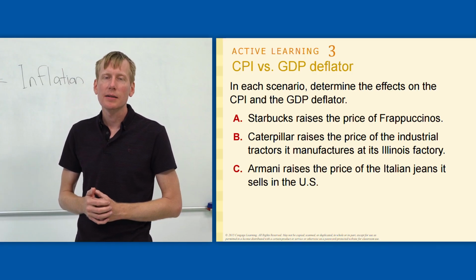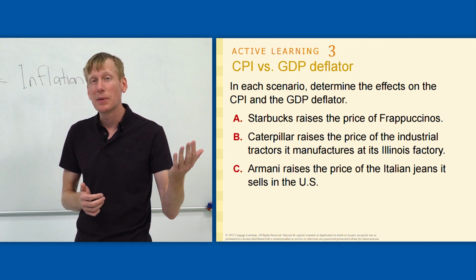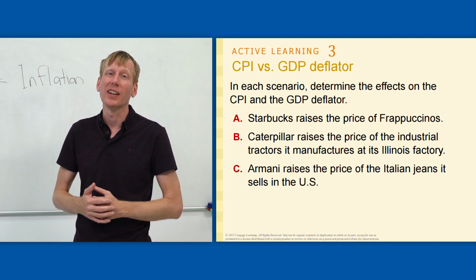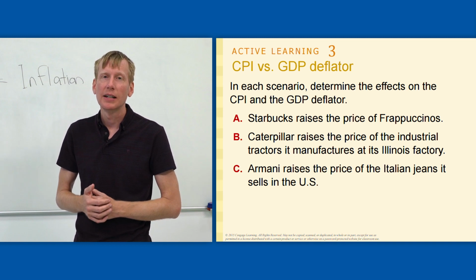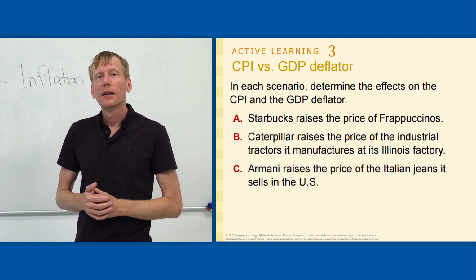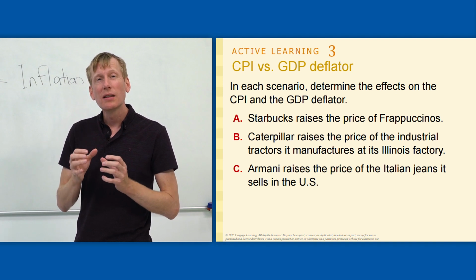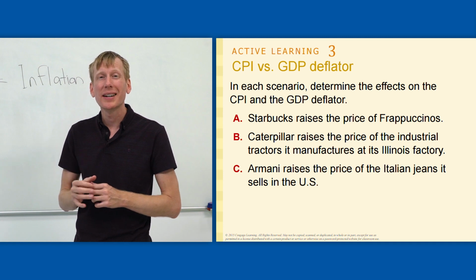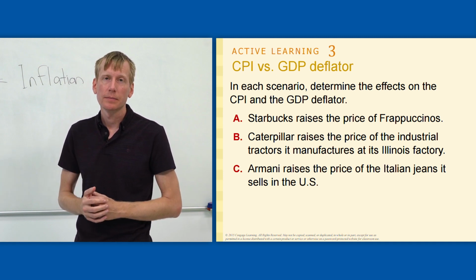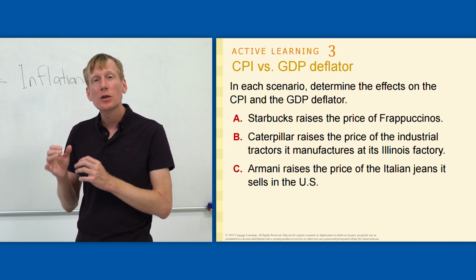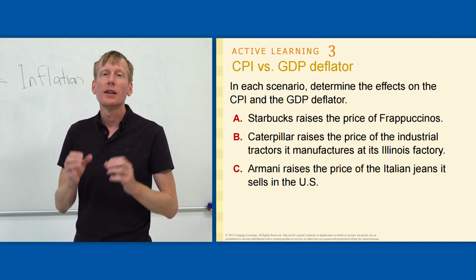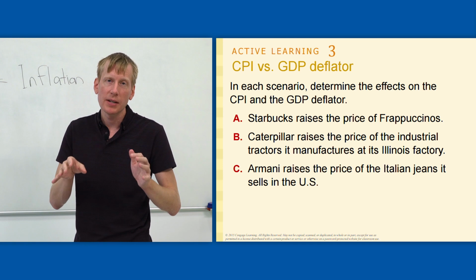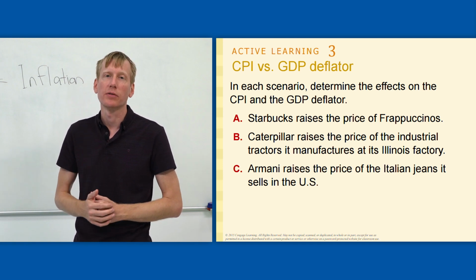Suppose that the company Starbucks raises the price of a drink called a Frappuccino. Does this affect the CPI? Does it affect the GDP deflator? Now, a Frappuccino produced by Starbucks, supposing we're looking in the United States, is a good which is produced in the United States for consumption in the United States by households. So it's produced in the United States, so it factors into the GDP deflator. It's consumed by households in the United States, so it should be part of the basket representing the CPI. It should affect both measures of inflation.